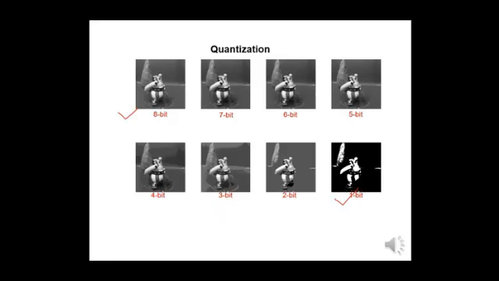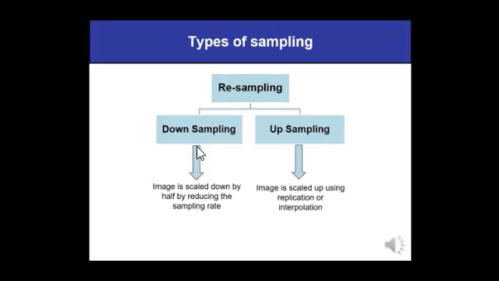According to the number of quantization levels, we can get a more intense grayscale image. Like if we have a one bit image, we can have only two colors, that is black and white. As we increase the number of bits, we have clearer images. The 8 bit was the clearest image.